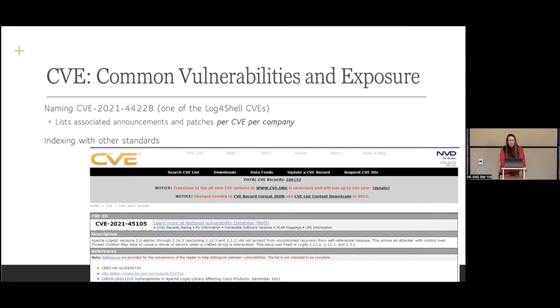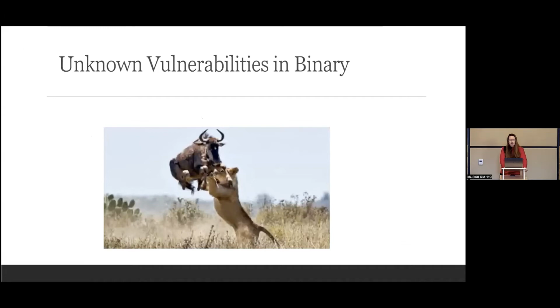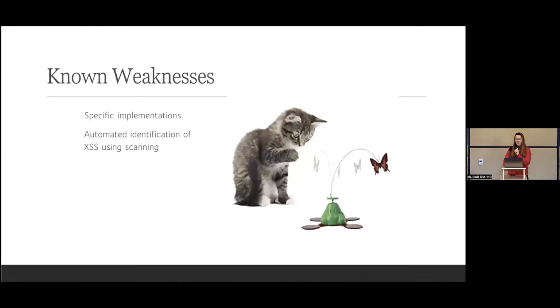So there is the Common Vulnerabilities and Exposures list, which lists associated announcements per vulnerability, right? So this is per vulnerability. These list only known vulnerabilities and binaries in open code. If it gets to CVE, it is a big deal. They do not list things like cross-site scripting. Those things are not in CVE. So it's a threshold that it has to be serious enough to have a CVE.